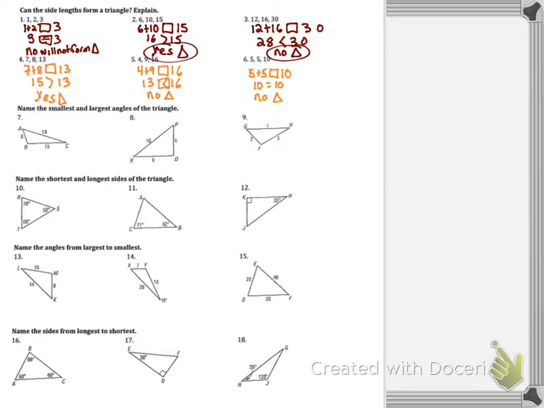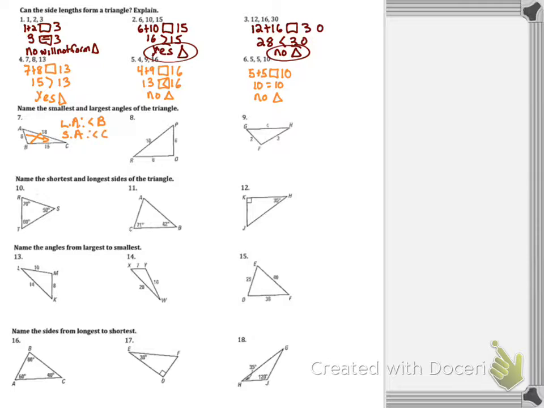Name the smallest and largest angles. So remember that the largest angle is opposite of the largest side. So our largest side is 18. So our largest angle is going to be angle B. Our smallest angle is going to be across from our smallest side, which is that side length of 5. And that's going to be angle C.